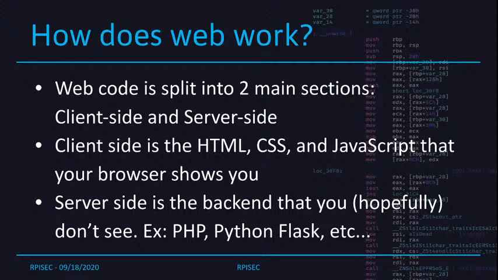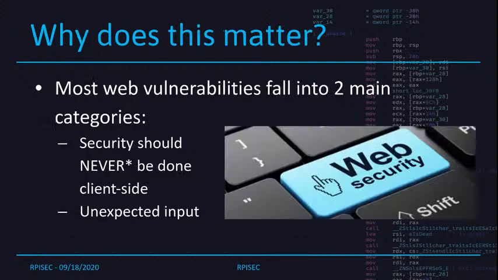So as you talked about, web code is split into the two sides. You have the client side and the server side, where the client side is HTML, CSS, JavaScript, and then we'll mostly today be focusing on server side things. And the question is, why does this matter? Why did I bother to talk about this all on Monday? And that is because most web vulnerabilities will fall into two main categories.